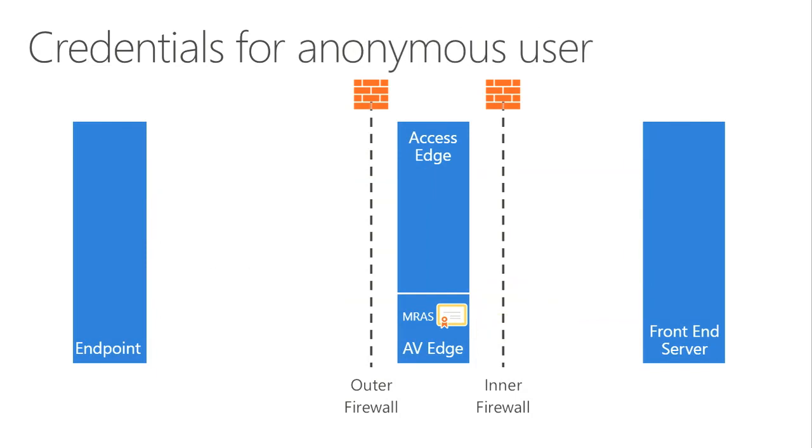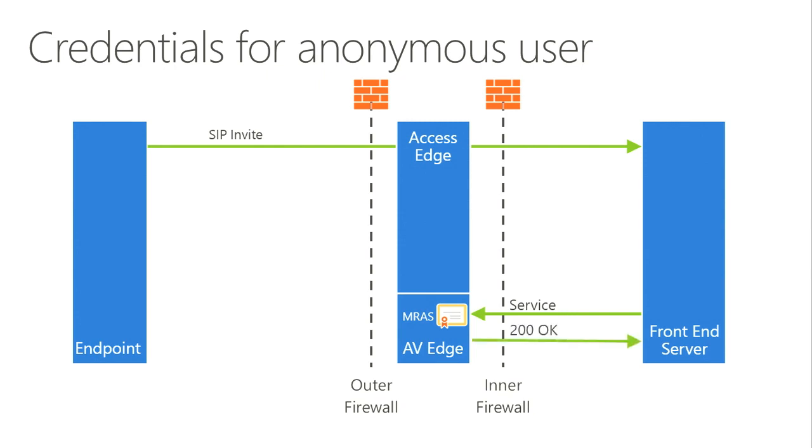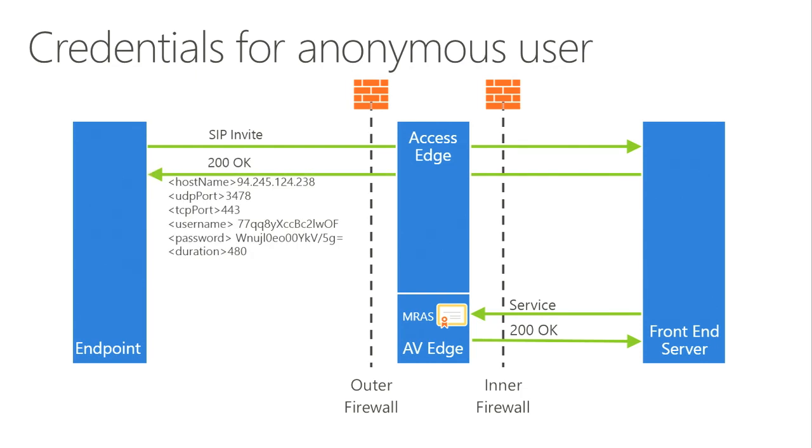For anonymous users, we also need to enable them to join meetings for audio, video, well, for media in general. So it looks quite similar. When an anonymous user joins a meeting, they connect over the access edge server to the front-end server. The front-end server validates that, yes, this user should go into my meeting. The meeting key is valid. It goes again to the edge server. The edge server uses the certificate that's on the AV edge server to create the token, sends it back to the front-end server. The front-end server sends it to the user.